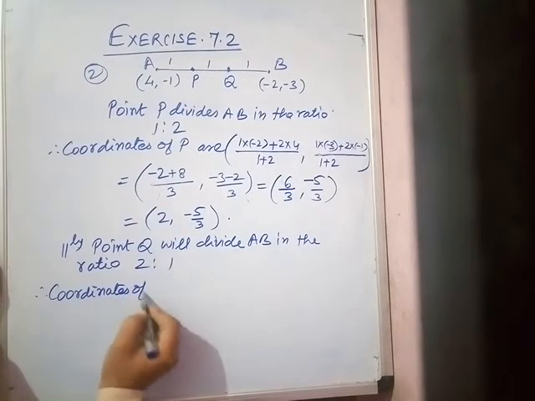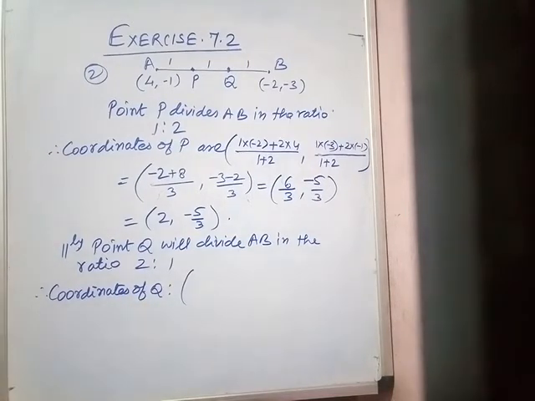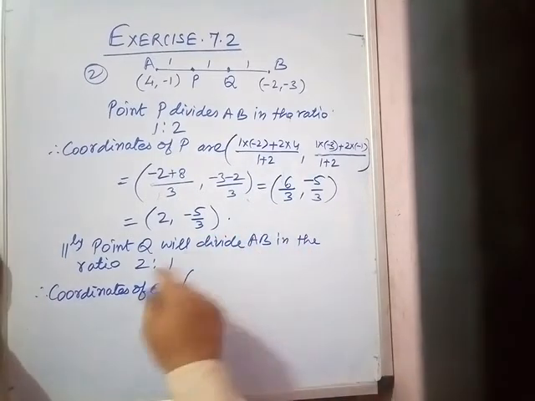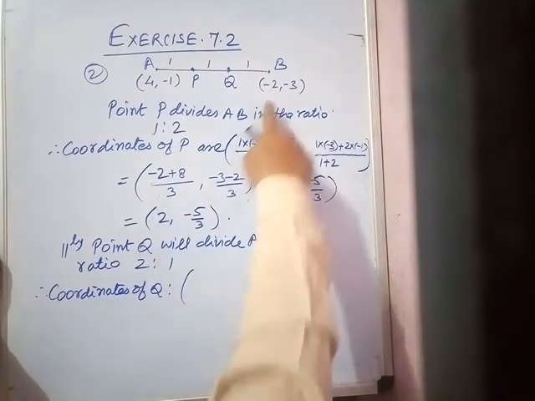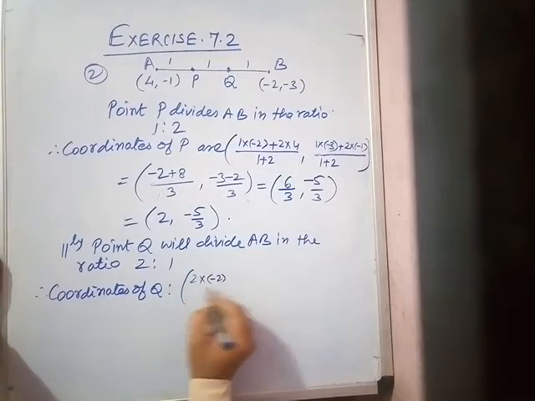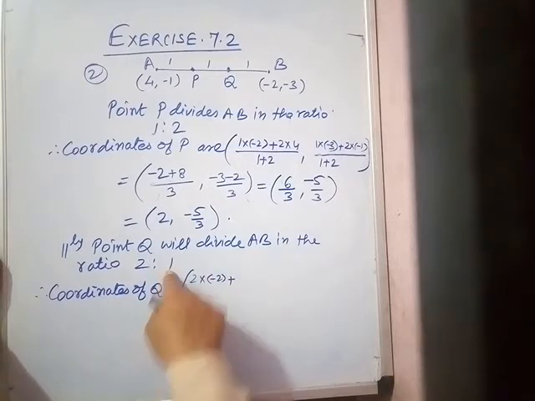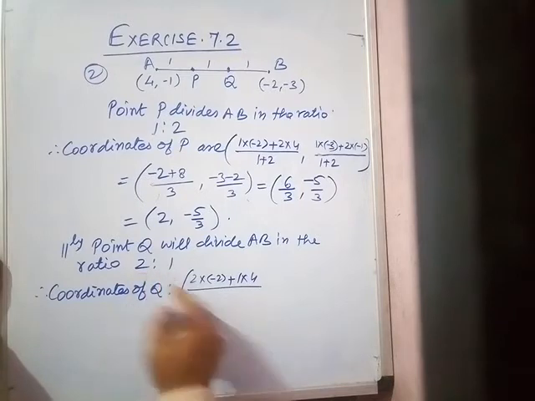Therefore the coordinates of Q become, with m1 and m2 here, m1 x2, 2 into minus 2, plus m2 x1, 1 into 4, upon m1 plus m2.